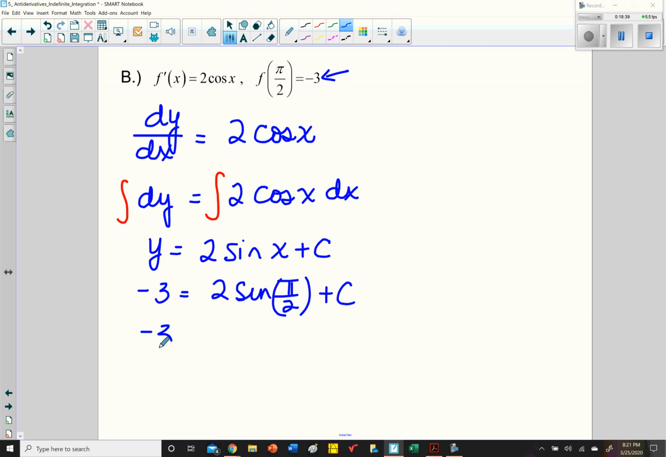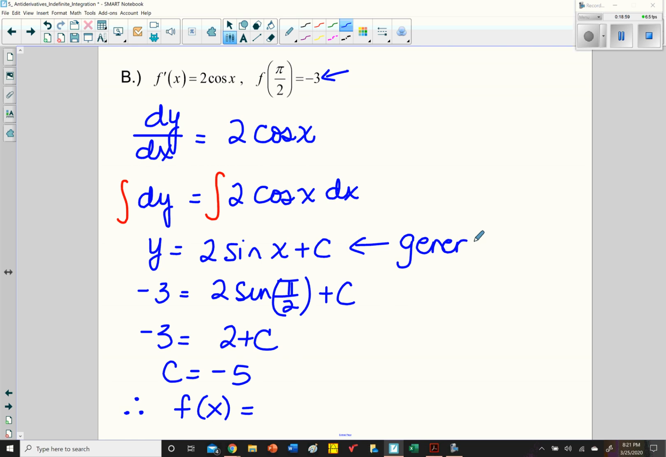So negative 3 is 2 times 1 plus a constant. Our constant is negative 5, which makes our particular solution f of x. I'm going to get that from here. This is the general solution, but we know our constant of integration, c. So to put those together, 2 sine x minus 5 is our particular solution.